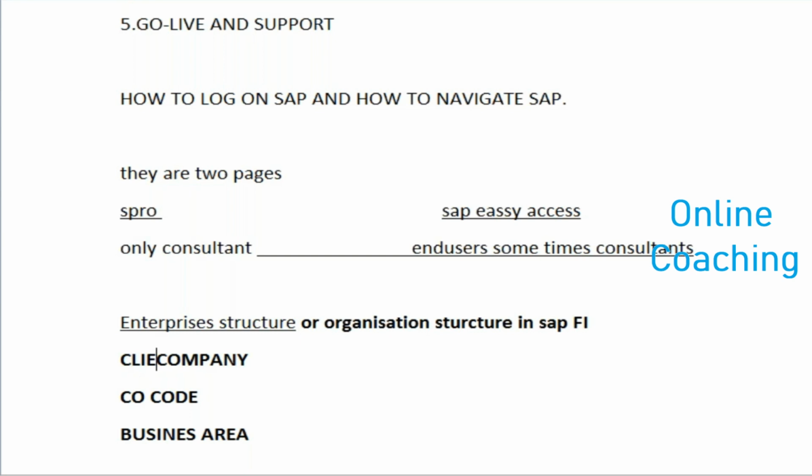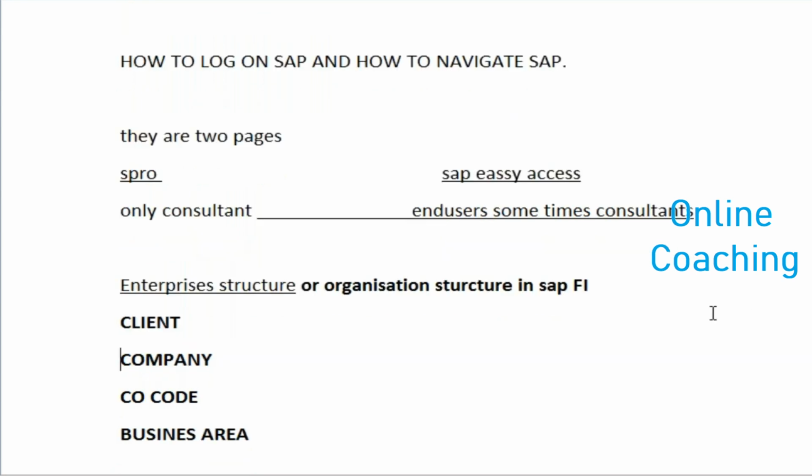Before that, there is one more, which is client. This is the one we are following. In CO it is different, and even in MM it is client, company, plant, and storage. You want me to tell it in plant also? Client, company, company code: these are the ones we follow in FI. This will be only for FI.